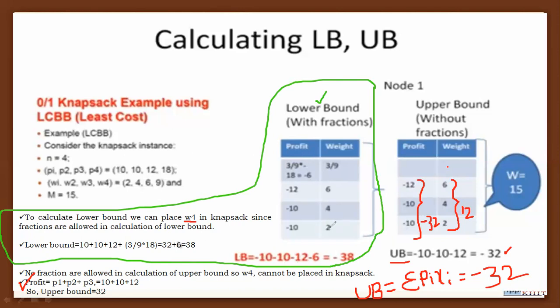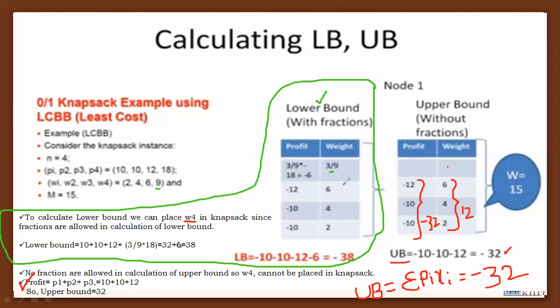So when I place the first item, second item, third item, I cannot place the fourth item fully, but I can place 3 by 9th of the fourth item. That means 3 by 9 into 9, since the weight of the fourth item is 9. What is 3 by 9 into 9? The 9s cancel, 3 will come.